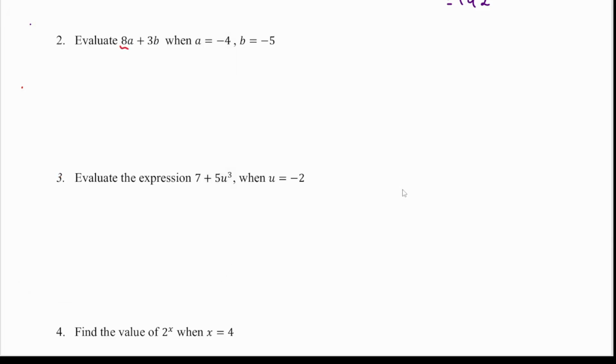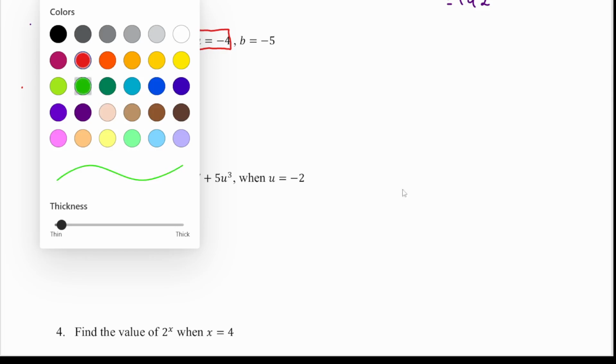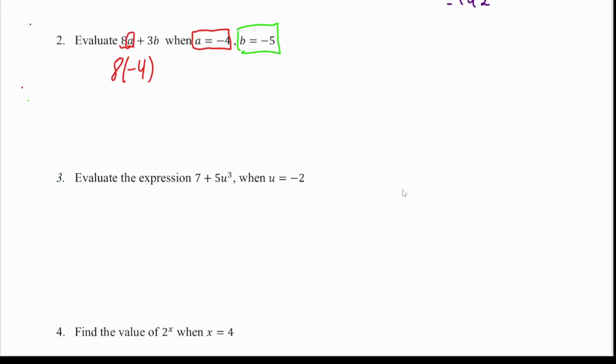So for the first one, we have two different variables here. It looks like the a will be replaced by the negative 4. So I'm going to rewrite that as 8 times negative 4 because that is the value of a. The next one, the b, is being replaced by a negative 5. So that's plus 3 times negative 5. So you want to be careful about which value is being substituted into which variable.